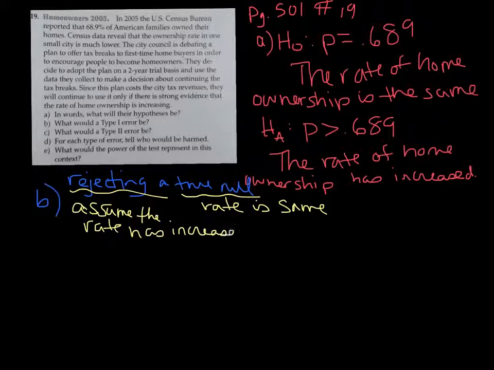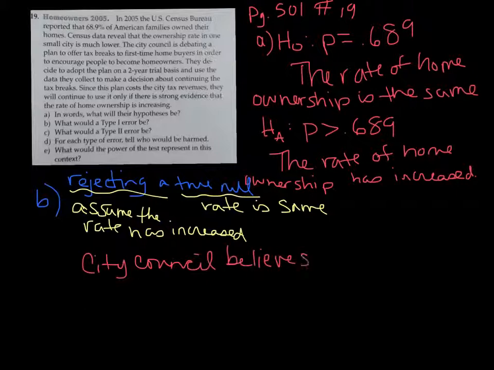So you have to think about what each of these things means. The best way to phrase this would be to put it all together. You can say that the type 1 error would be that the city council believes that the rate has increased when it actually has stayed the same.